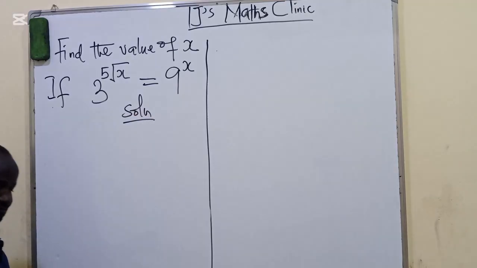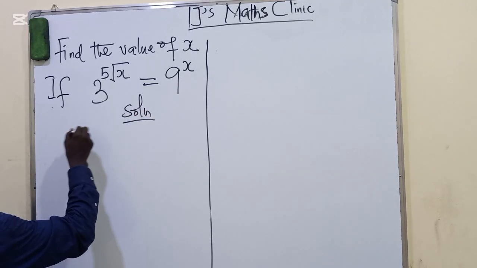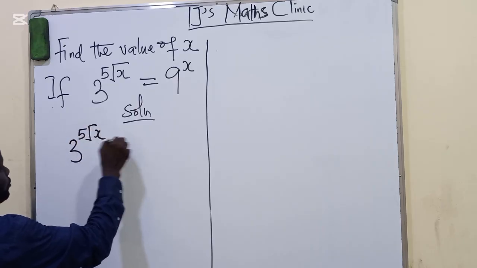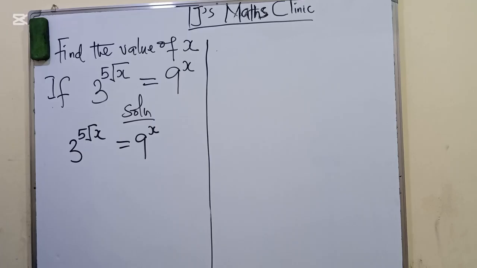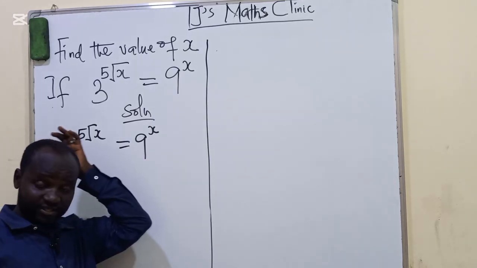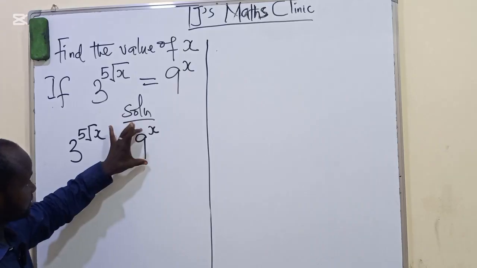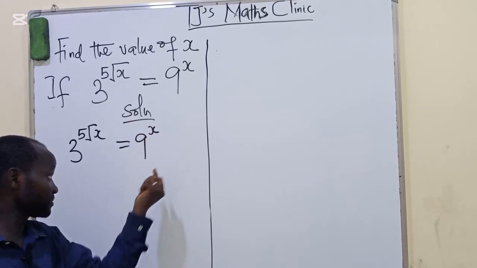We have 3 power 5 root x equals 9 power x. If we look at this critically, the base on the left is 3, the base on the right hand side is 9. We have to express this 9 to have the base of 3. That's 3 power 2 is the same as 9.